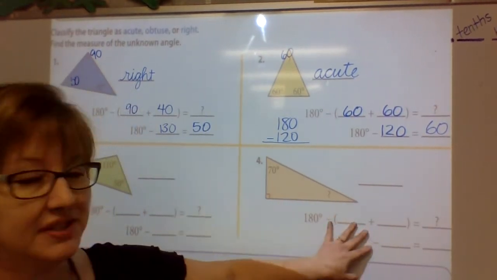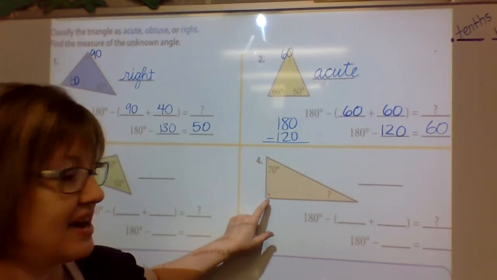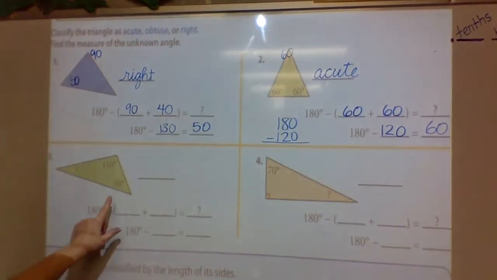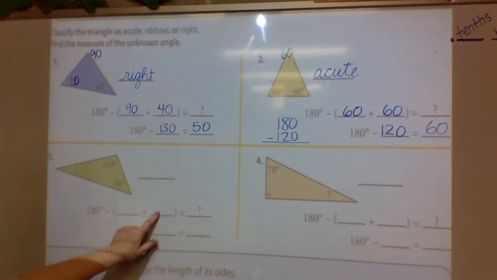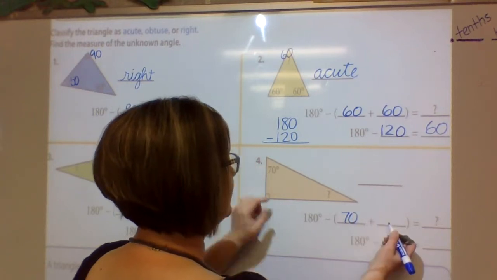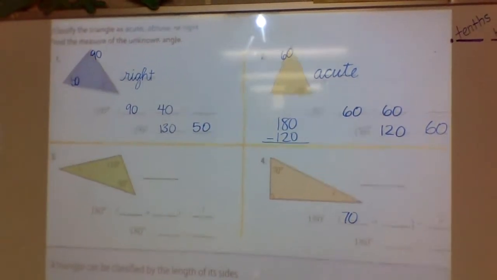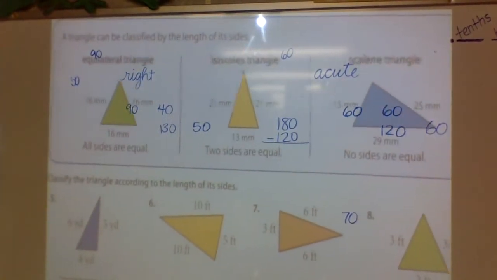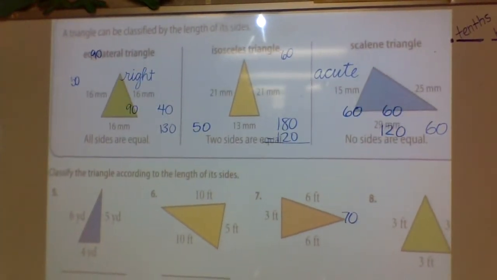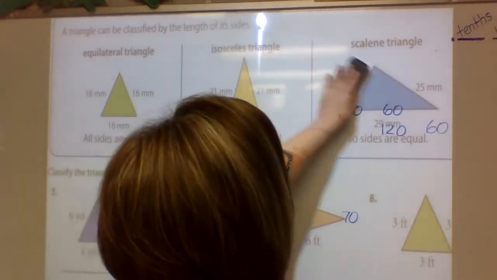I'm going to let you do these 2. This one again only has 1 number because you should know what that is. This one has 2 numbers. So those 2 numbers go here. You still use the 70 plus this number that you should know and figure those out. That we've done before. All right, then it says a triangle can be classified by the length of its sides.